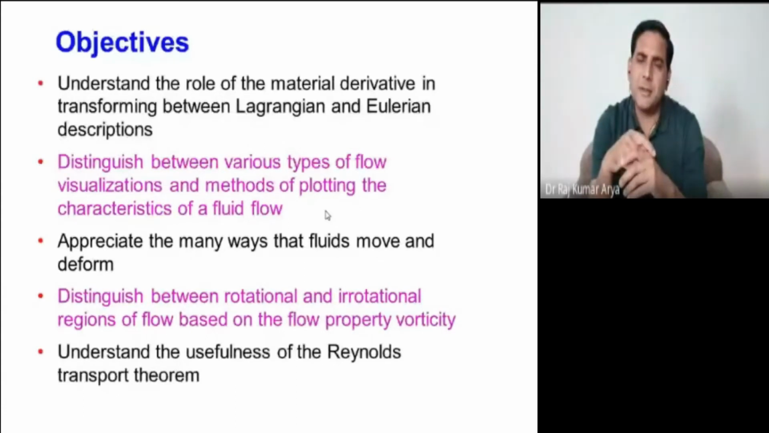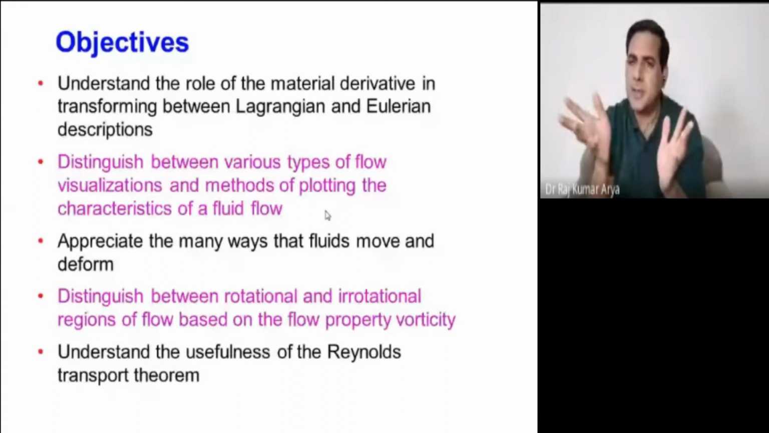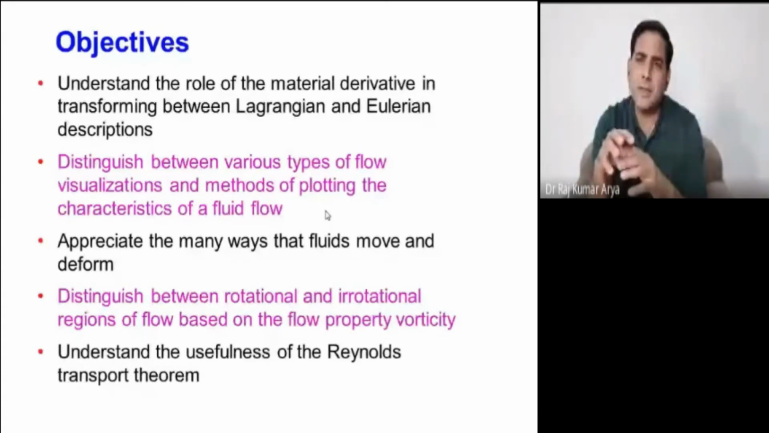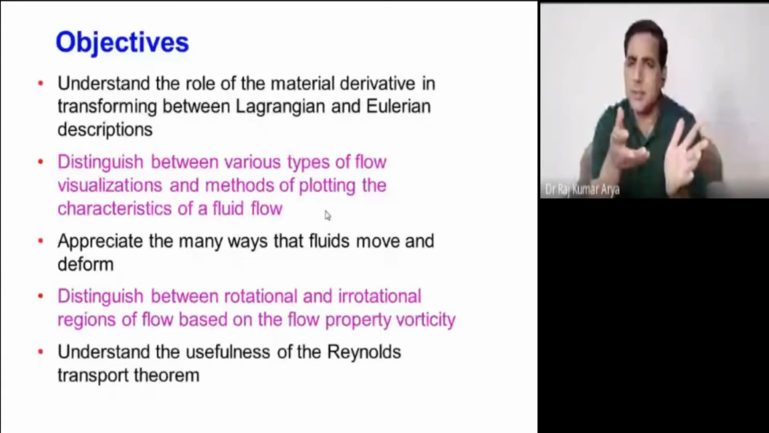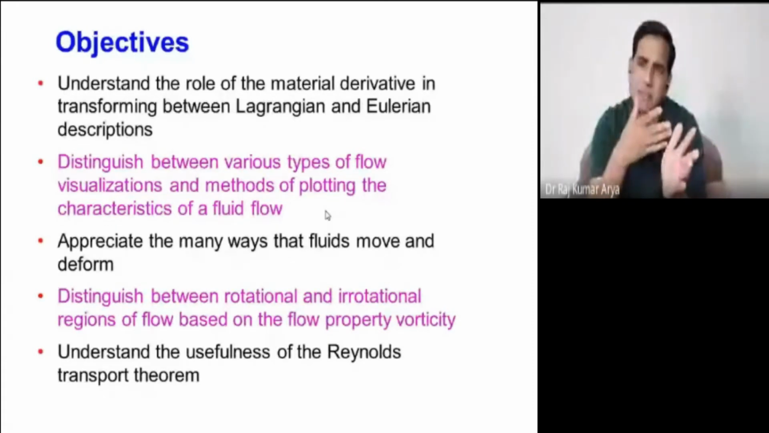If you are putting d upon dt of something, you are calculating the derivative of something. In that case, you are calculating for the material, how the material's or substance's velocity would change. So that's called the material derivative.